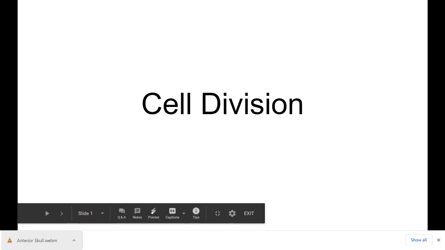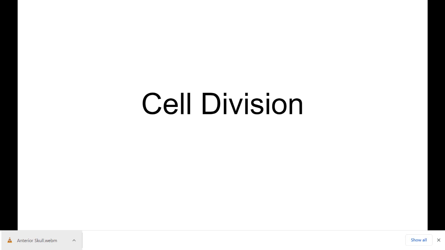Okay, so cell division. There are two processes of cell division that we're going to discuss in this unit. They're called mitosis and meiosis. Now, the job of cell division is a lot of things, but basically it allows organisms to grow, reproduce, and repair themselves. So, based on the process that we're looking at, mitosis or meiosis, we're going to see how one process or both processes work to do these things.